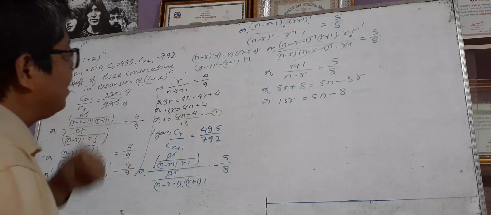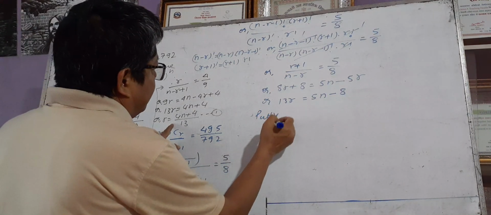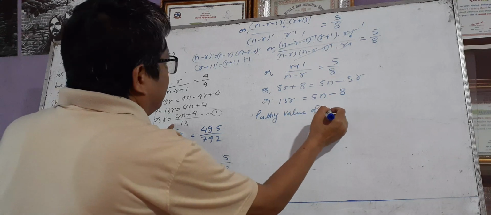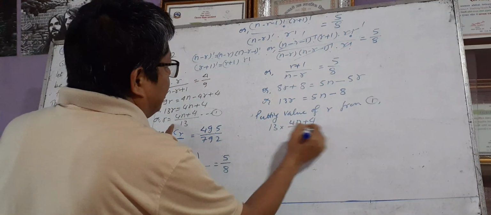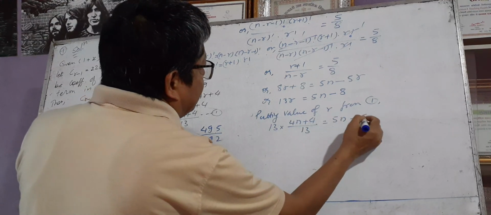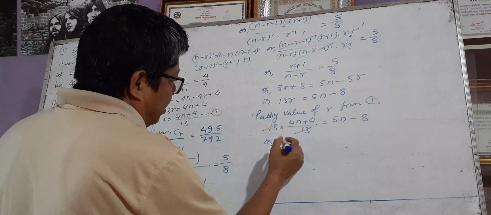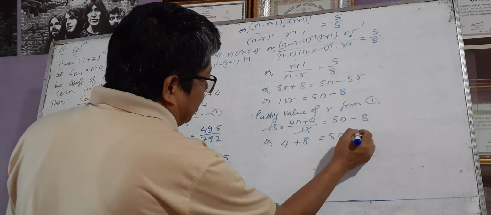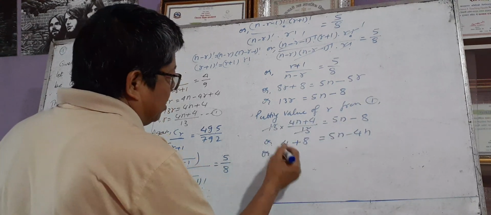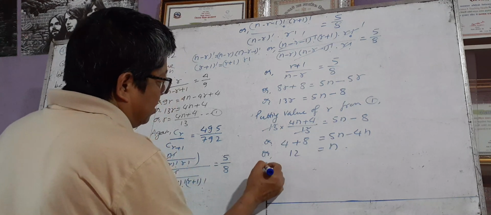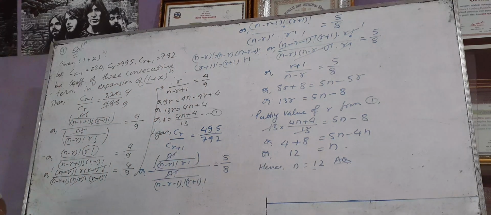Now we put the value of r from equation 1. Putting the value of r, we get 13 into (4n plus 4) by 13 equal to 5n minus 8. And this 13 and 13, the common factor, cancel out. Taking this 8 to the left, and 5n minus 4n, and taking 4n to the right, the sign changes, plus changes to minus, minus changes to plus, 12 equal to n. So hence n equal to 12 is the required answer of this question number 4.